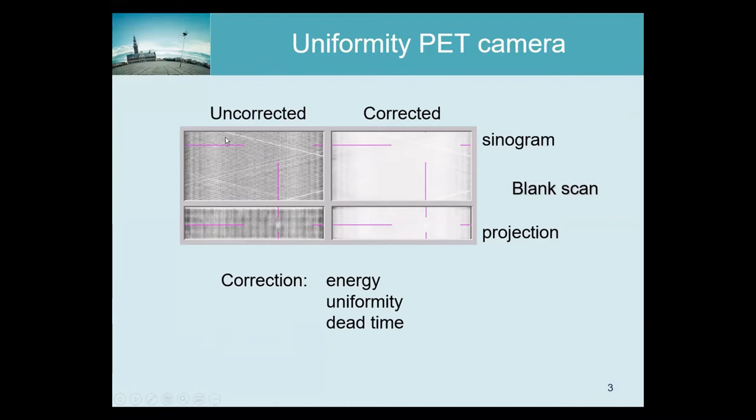So typically you see this stuff better in the sinogram. So for quality control, sinograms are actually often more useful than images. If you then apply a normalization correction to this, then you should get an almost uniform sinogram.